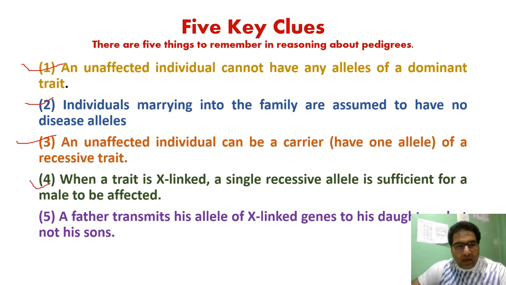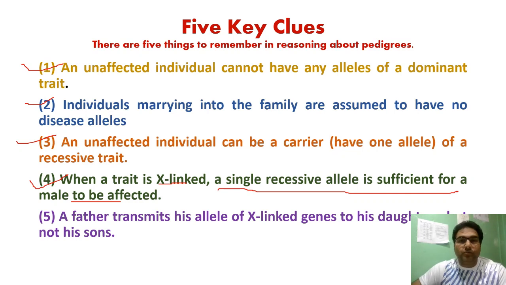Point number four: when a trait is X-linked, a single recessive allele is sufficient for a male to be affected. Yes, the males are hemizygous. They have only one X chromosome, and if that X chromosome is affected, the disease will be there. The males, as I told you, are hemizygous. They have only one allele of an X-linked trait, and that is why if there is an allele for a particular kind of disease, it will be expressed.